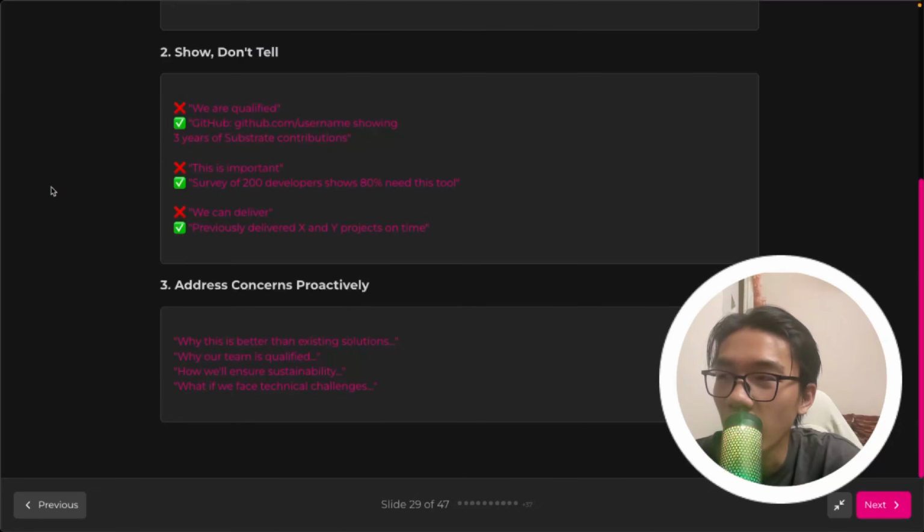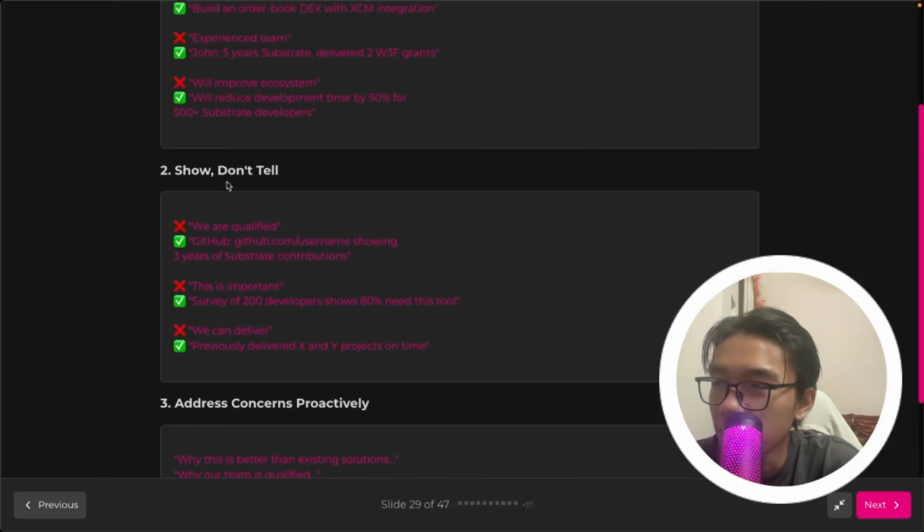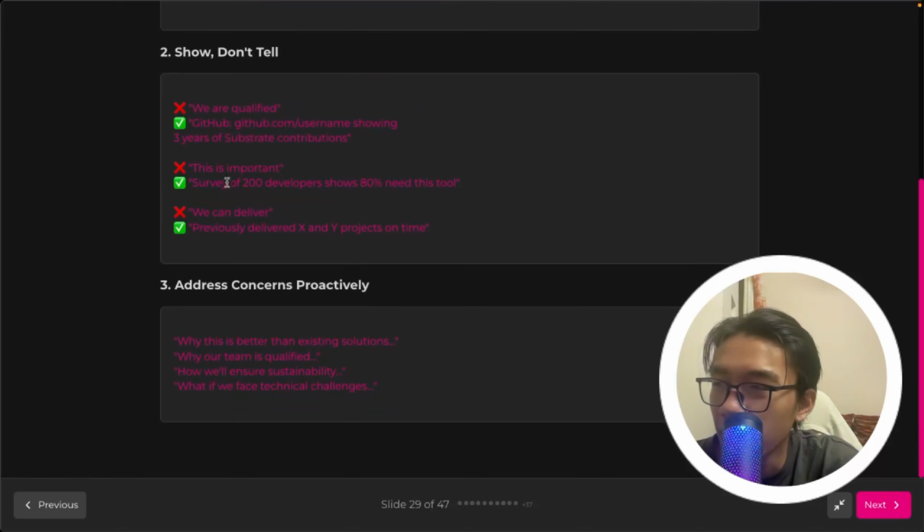And show, don't tell. For example, you don't say we are qualified, but you show your GitHub and all the contributions that you made to the Polkadot ecosystem. Or you don't say something like this is important. You show the survey of developers, the percentage of them who need the tool. So you show real numbers with references.